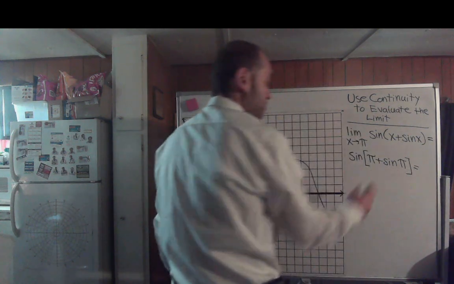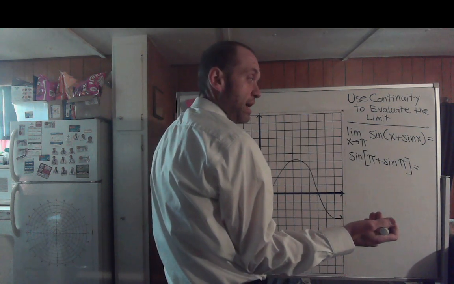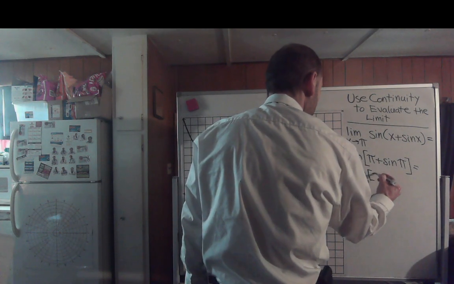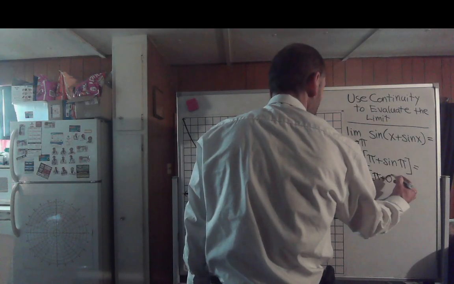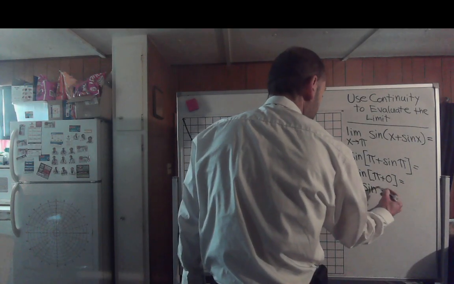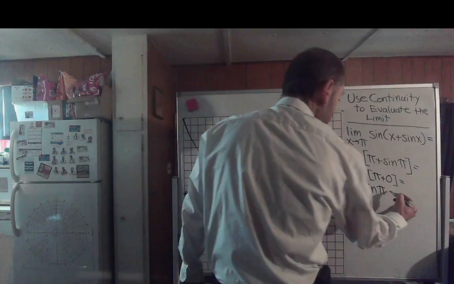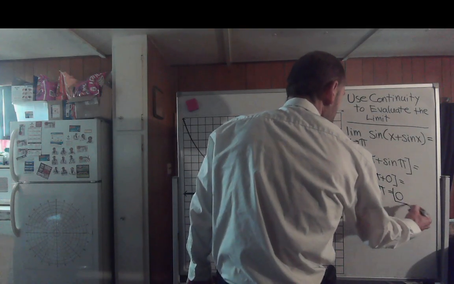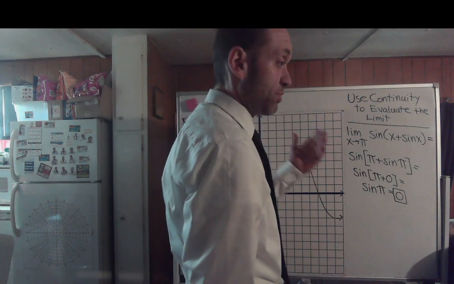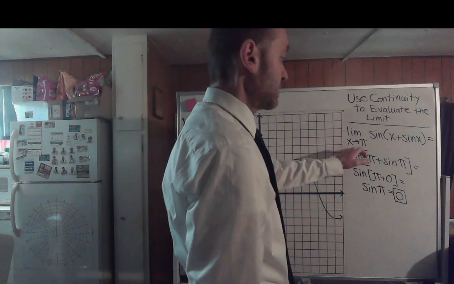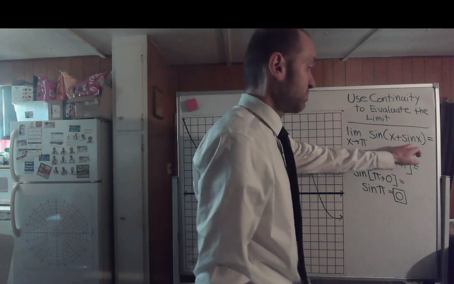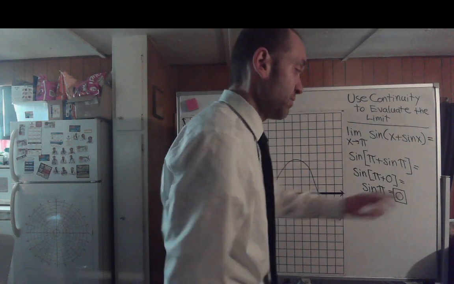Well, work inside your parentheses. What's the sine of pi? It's 0, so you would end up getting the sine of pi plus 0, which would just turn into the sine of pi, and the sine of pi is 0. So using continuity to evaluate this limit, which enabled us to use direct substitution, we get that the limit as x approaches pi of the sine of x plus sine of x is equal to 0.